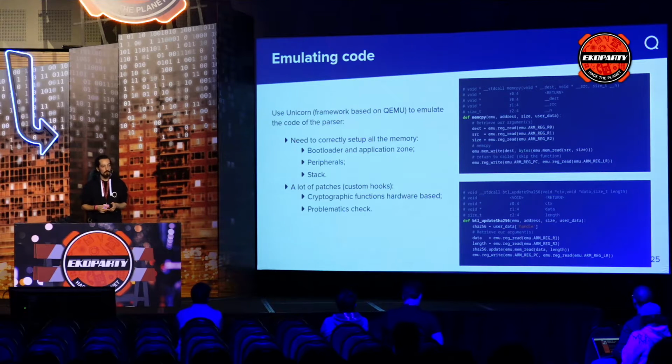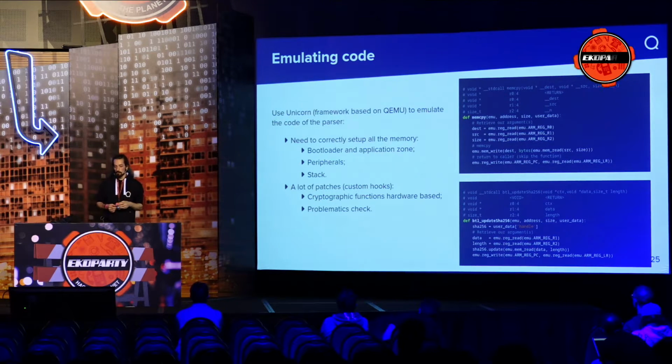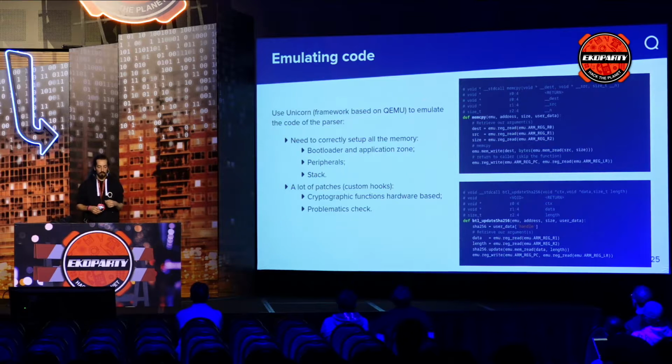As I said, because the code is compiled for the ARM architecture, we cannot run it on our computer. So for that, we need to use some emulation. And that's why we use Unicorn, which is an emulation framework based on QEMU, which is fairly easy to use and has a good integration with AFL++.